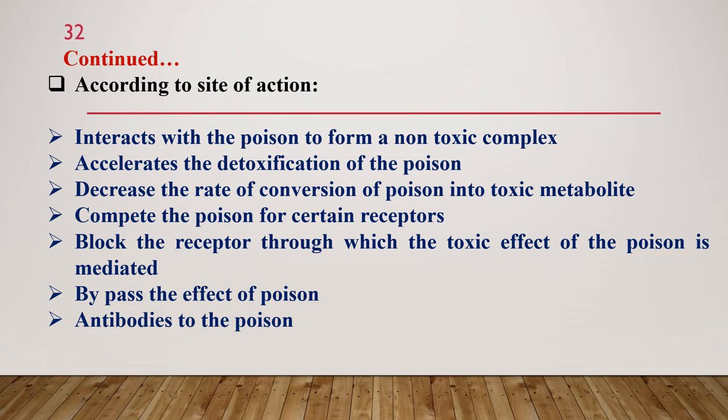According to their site of action, antidotes interact with the poison to form a non-toxic complex that can be excreted out. Antidotes accelerate the detoxification of the poison. Antidotes decrease the rate of conversion of poison into a toxic metabolite. Antidotes compete with the poison for certain receptors. Antidotes block the receptor through which the toxic effect of the poison is mediated. Antidotes bypass the effect of poison. Antidotes form antibodies against the poison.